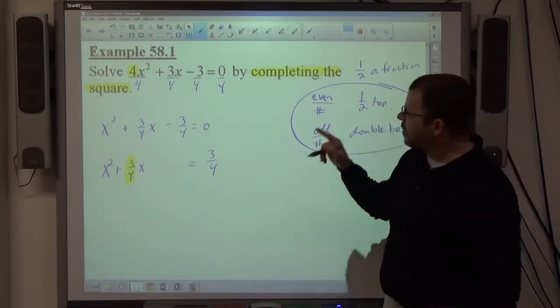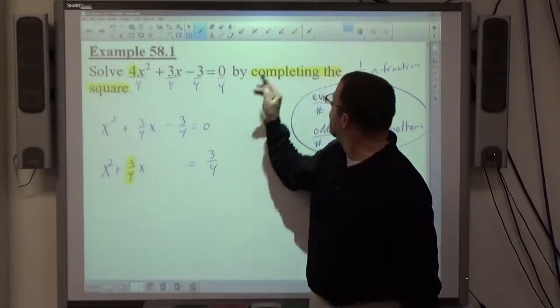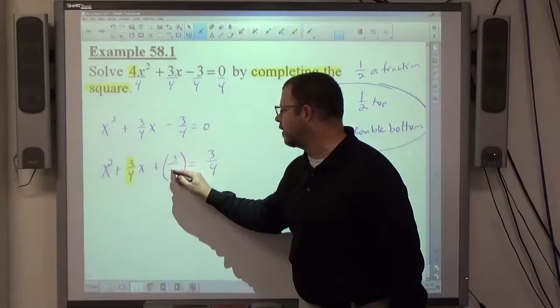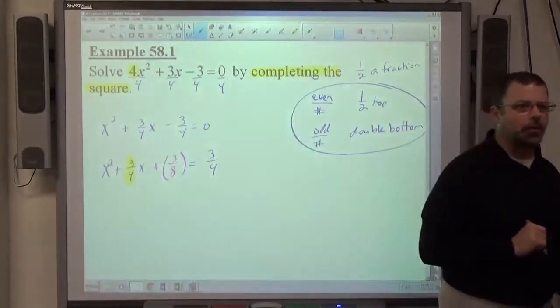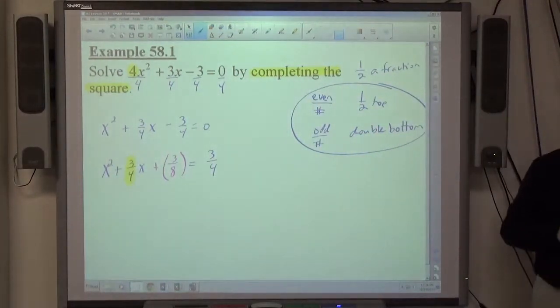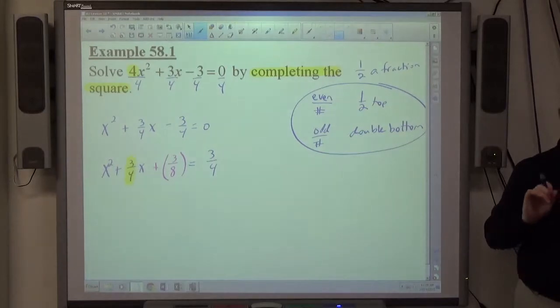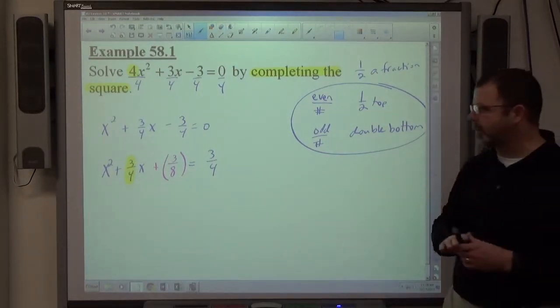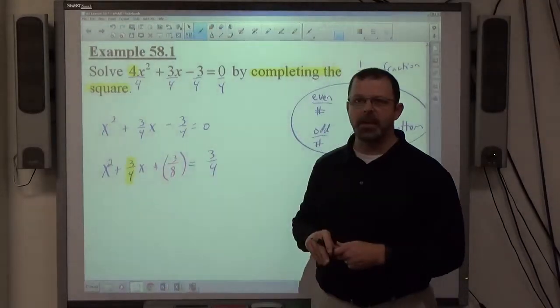So, in this case, notice the top number is odd. So when I complete the square, I'm going to double the bottom number. 3/8 is half of 3/4. Again, that's half of 3/4. And again, there's no thought process beyond odd and even. That's odd, double the bottom. That's how you take half of it.